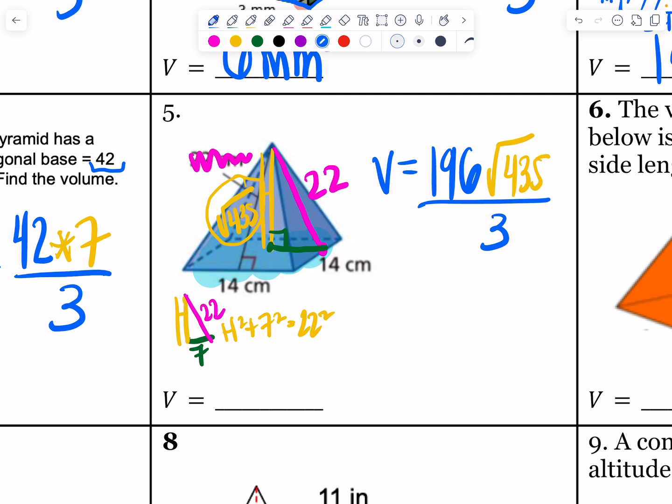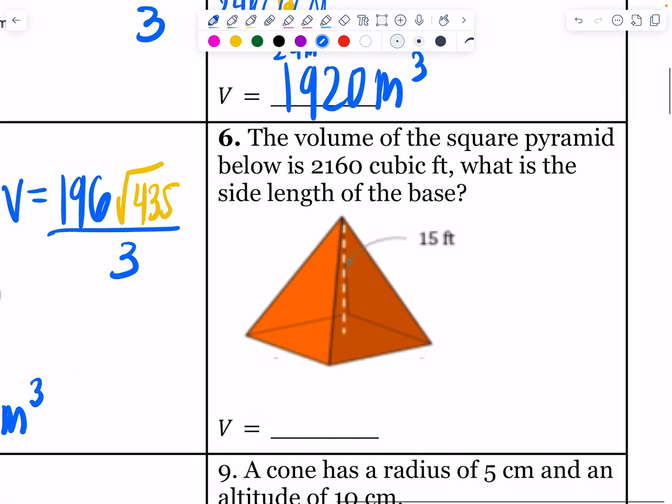So how you type this in if you wanted to wait and round at the very, very end is 196 times root 435. You multiply those together, and then you divide by 3. If you round at the very, very end, it's going to be 1362.6 centimeters cubed. If you rounded that to 20.9, you'd get 1365.5. As long as you record that, I am totally fine with that.